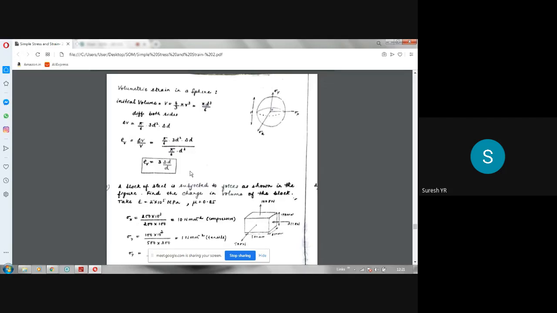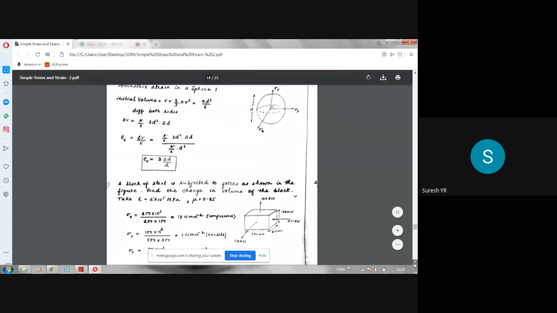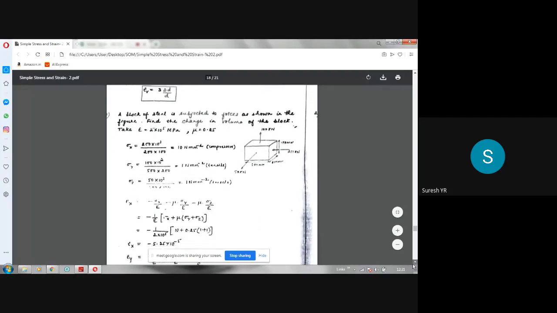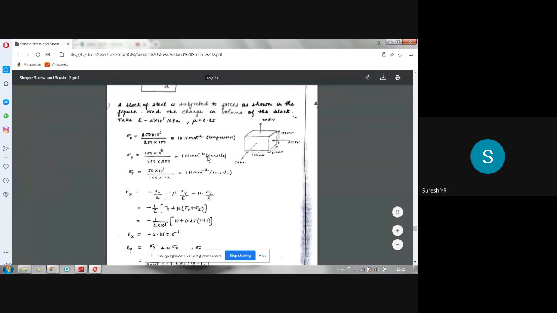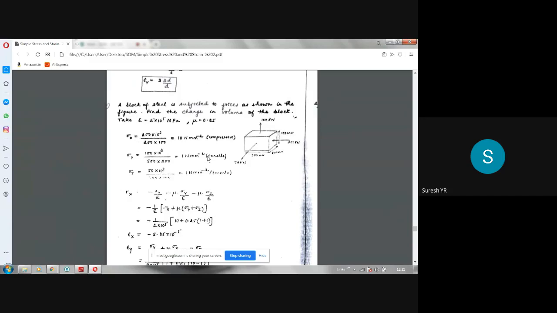Now, very important, we are going to do problems on this. So I explained about generalized Hooke's law yesterday. Now we will see how we can solve the problems. One problem we have to clearly understand. Then you can do any number of problems.